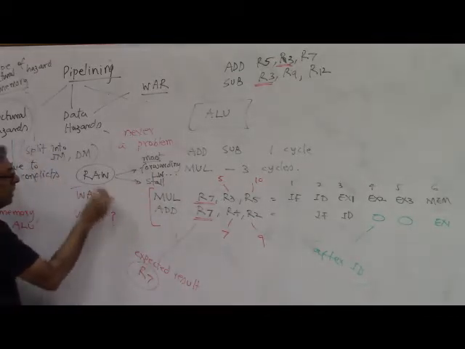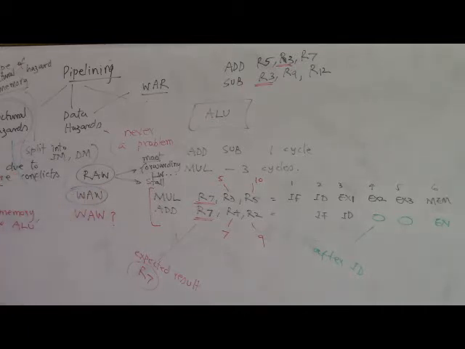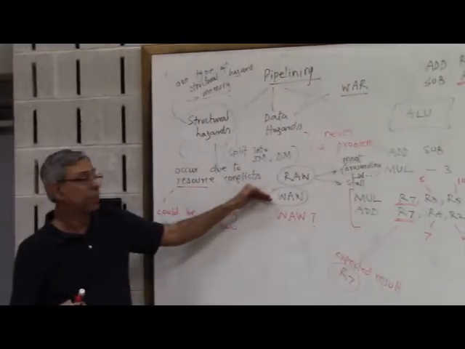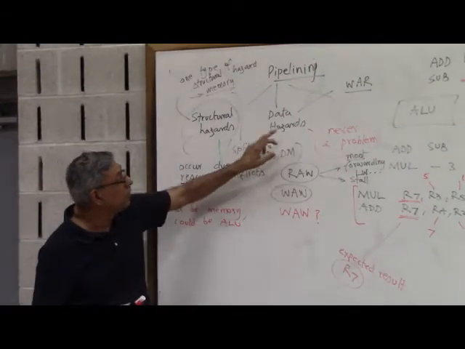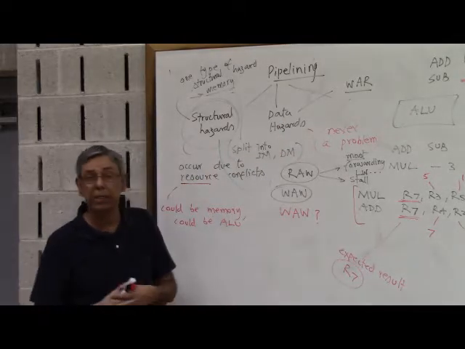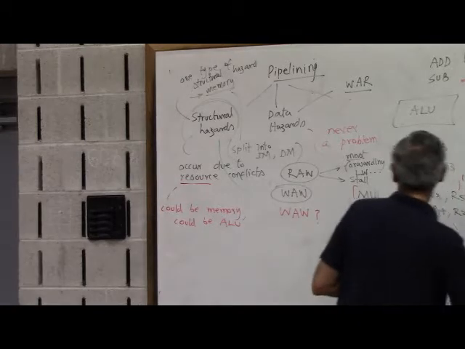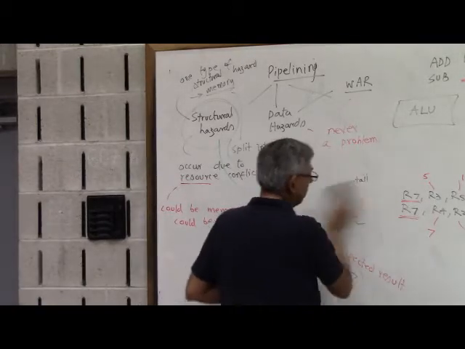WAW in our current design is not a problem because we are assuming every instruction in the ALU takes the same amount of time. But if we relax that assumption, then WAW can start to become a problem. So very briefly now, let me introduce the last category of hazards, which are called control hazards, and give you an idea of those.